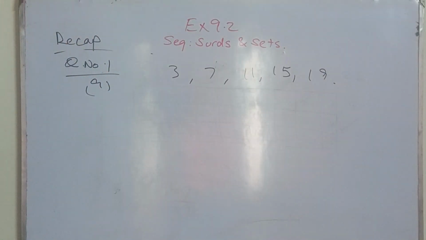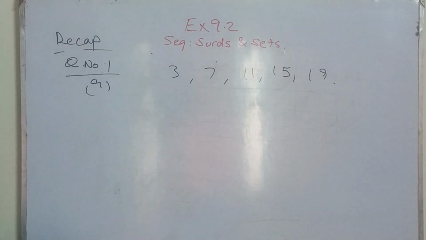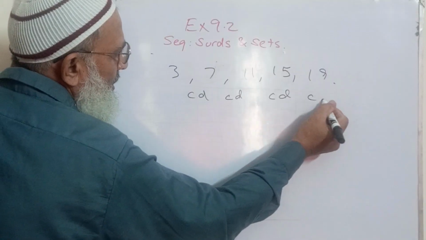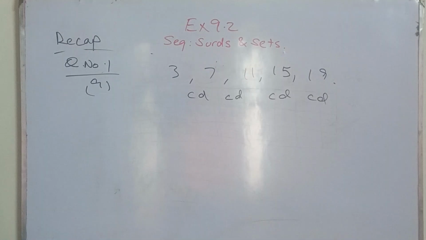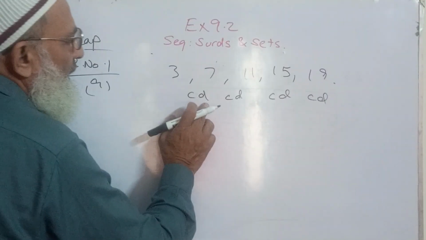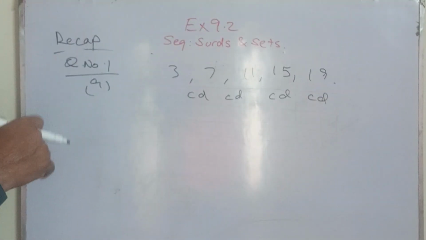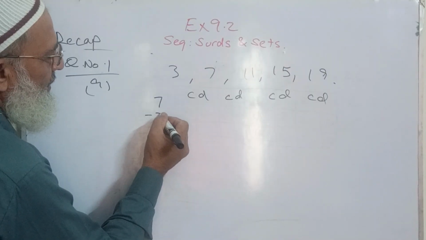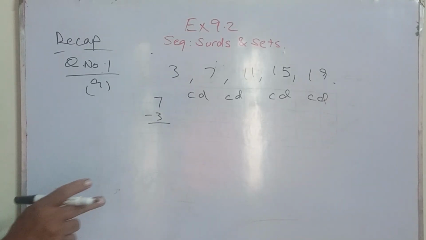Now this sequence is given to you. What we will do in the very first step is find the CD. This is not the compact disc. This is the common difference. We'll find the common difference from the later term to the earlier term. How will we find it? We'll just subtract like this, and you have to do it for at least two consecutive terms.